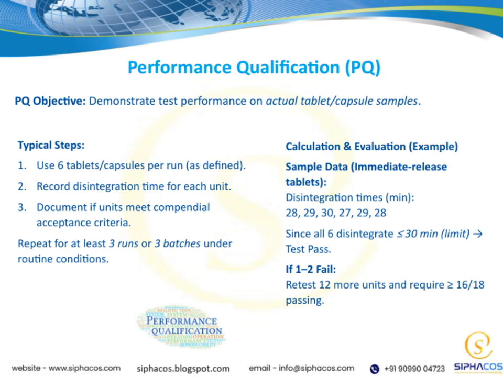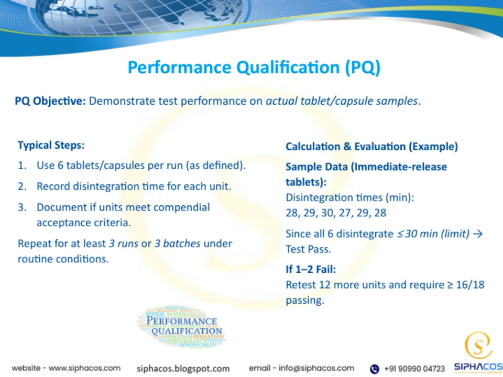So here we have some sample data with disintegration times in minutes: 28, 29, 30, 27, 29, and 28. The key point here is that all 6 units disintegrated within 30 minutes, which is our specified limit. Since every sample meets this criterion, we can say that the test has passed for this batch.